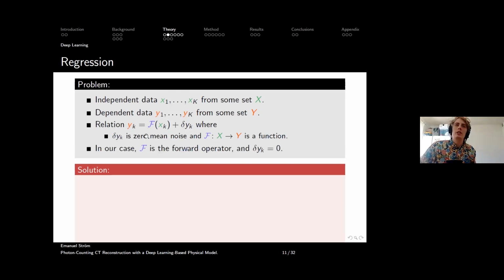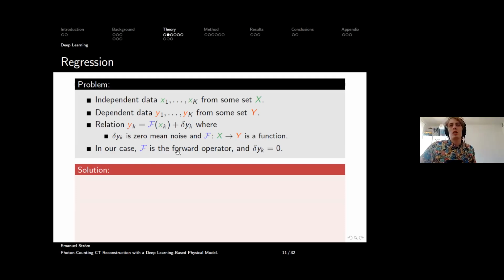And in our case, the function is just the accurate forward operator, the one with crosstalk between the detectors. And actually, since we have full access to our physical model, this noise here is going to be zero. So that's interesting, and it raises the question, why would you need to do this if you actually have access to the accurate forward operator? Well, the main answer to that is that we want to do it faster. We want to compress this forward operator.